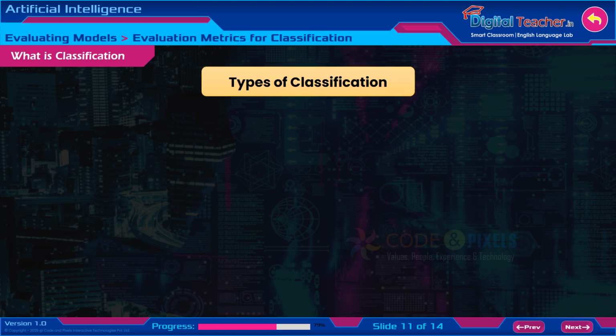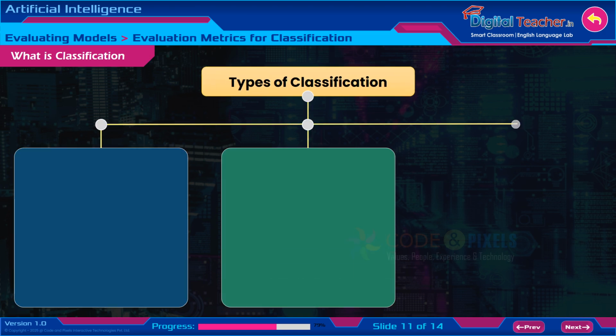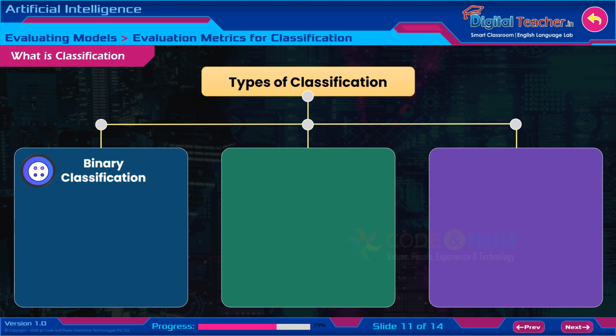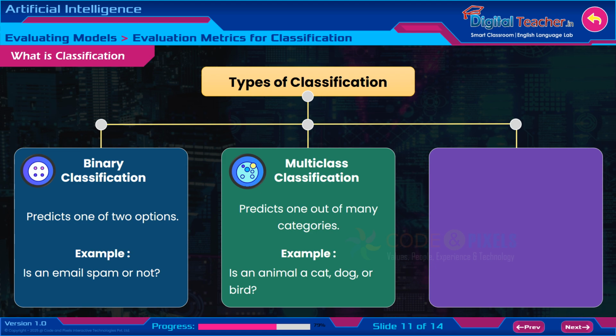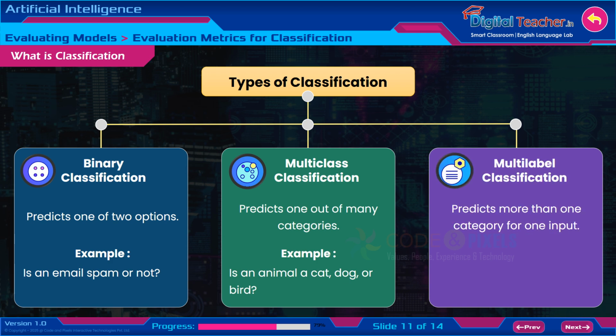Types of classification. Binary classification predicts one of two options. Example, is an email spam or not? Multiclass classification predicts one out of many categories. Example, is an animal a cat, dog, or bird? Multilabel classification predicts more than one category for one input. Example, a news article can be about both sports and politics.